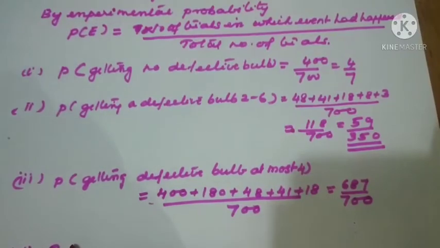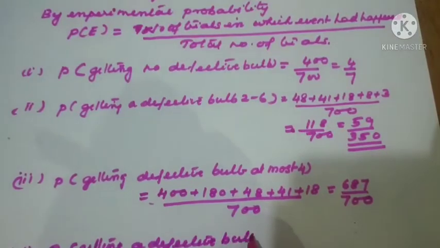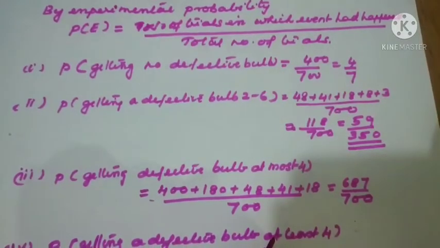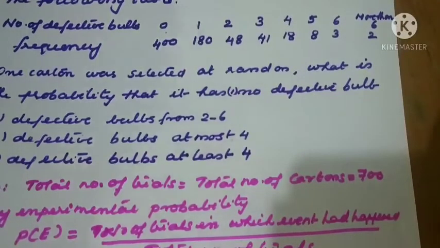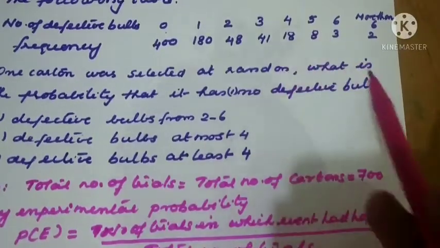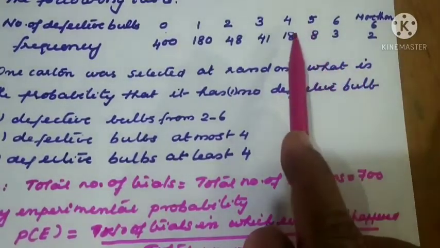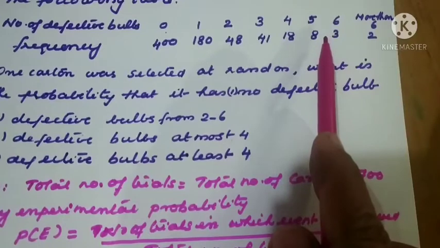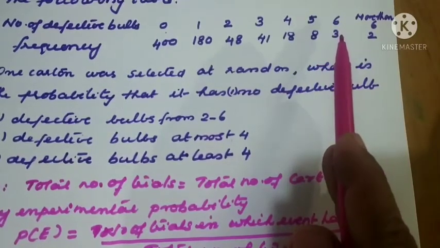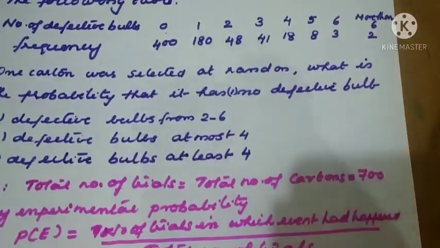Probability of getting a defective bulb at least 4 means it is 4 and more than 4. So what are the cases? It is possible here. Let us see the frequency table now. Against at least 4, 4 and more than 4, that means 4 against 4 it is 18, against 5 it is 8, against 6 the frequency is 3, and more than 6 means the frequency is 2.